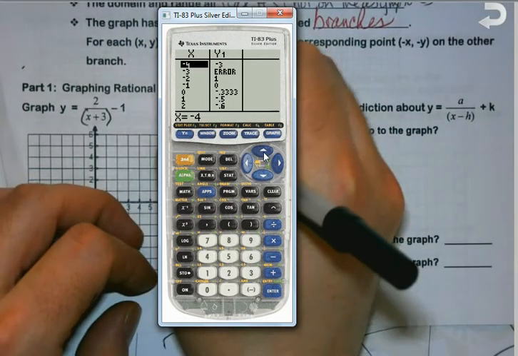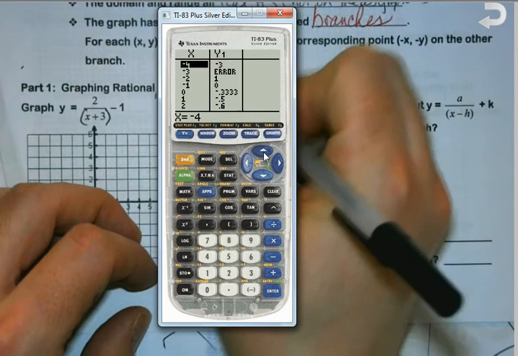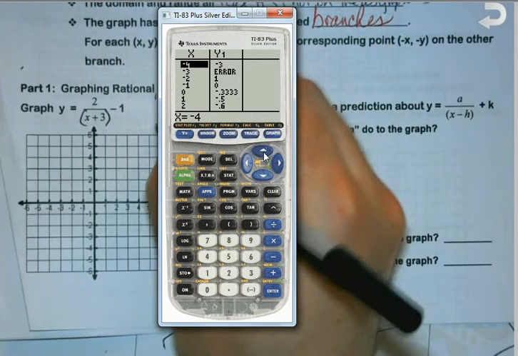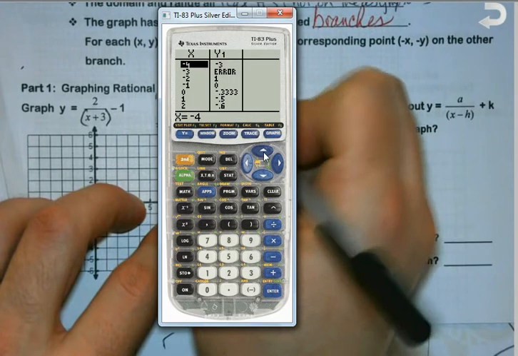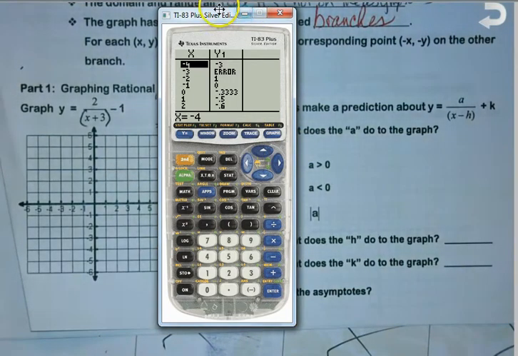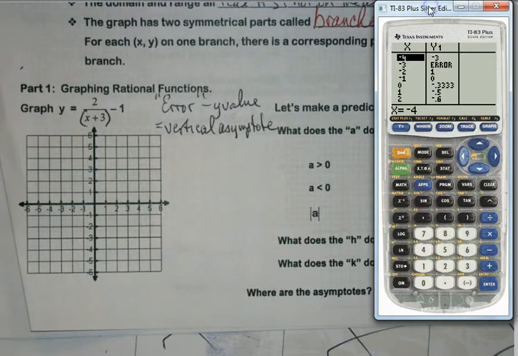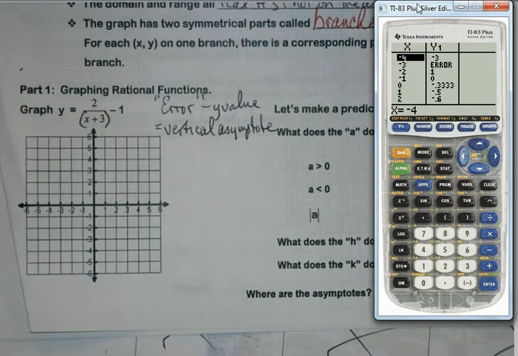Okay? So when you see error in a y value, that's going to be a vertical asymptote. You're like, okay? So here, and I'd know that just by my shift, because if it's originally at 0 and I move it left 3, it'd be at negative 3. I mean, that makes sense.